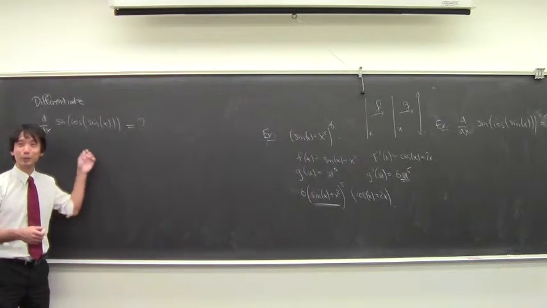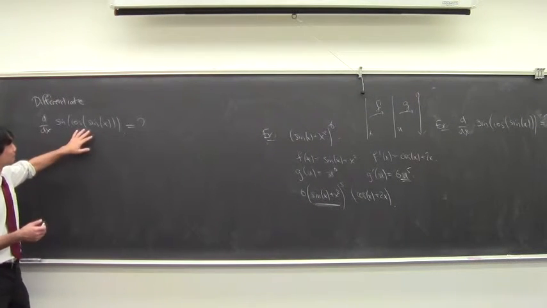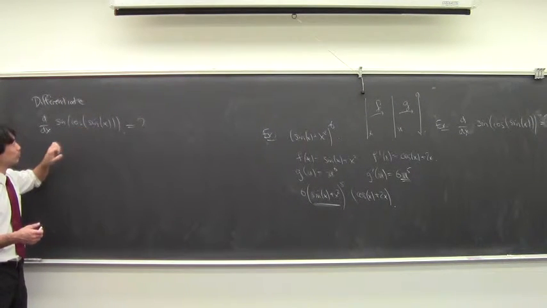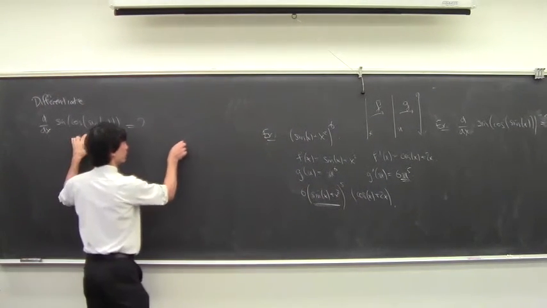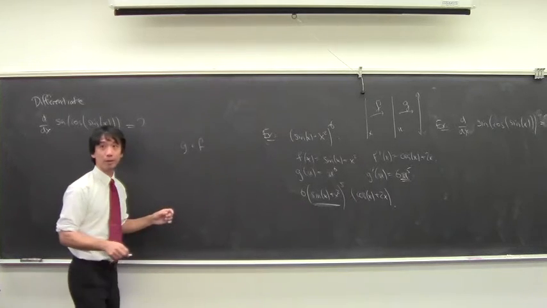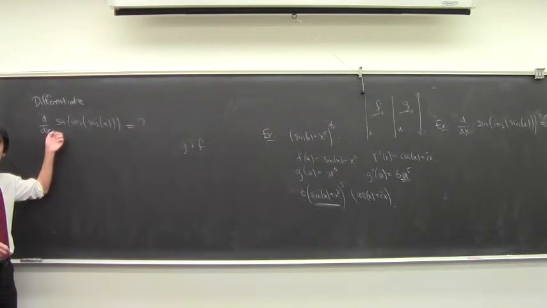I'm gonna call on Colton. So Colton, chain rule is about two functions, right? G composed with F. You got two functions, you're composing them. What are you gonna choose as your G, and what are you gonna choose as your F?